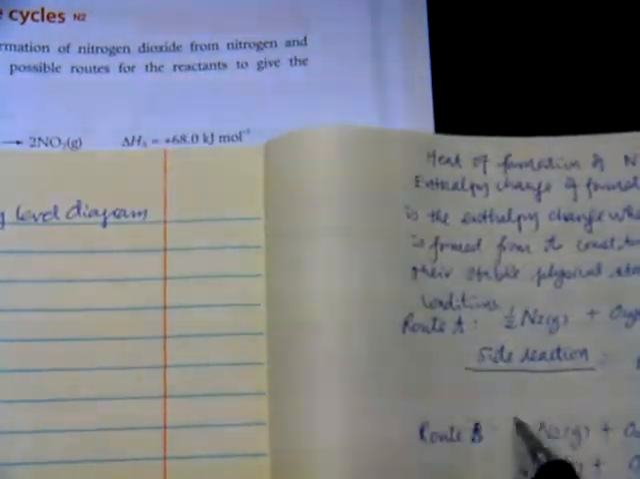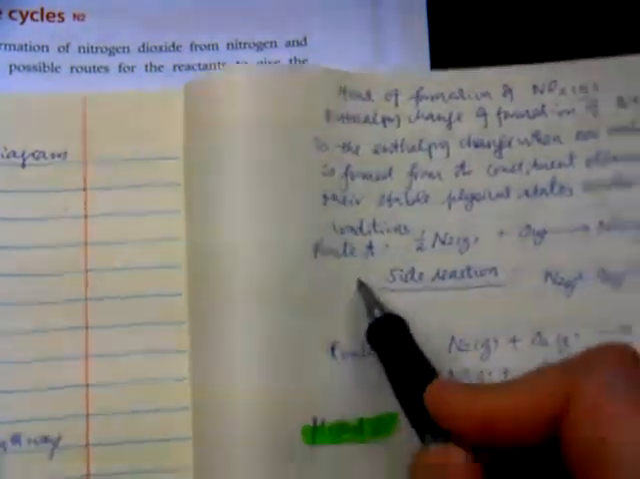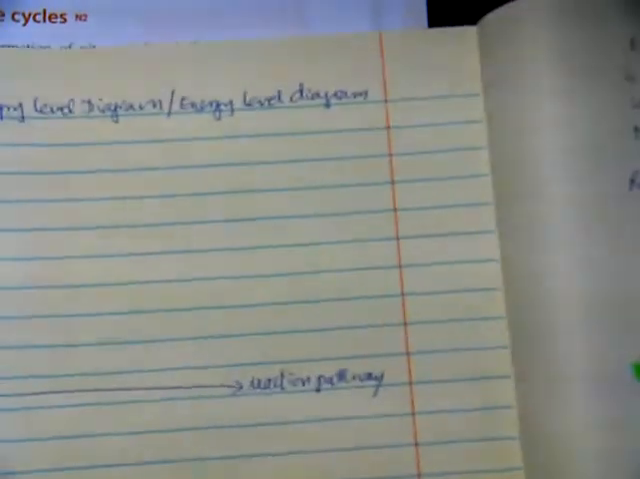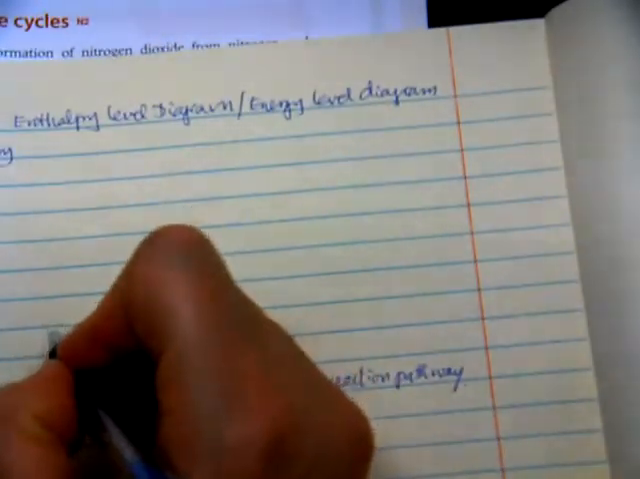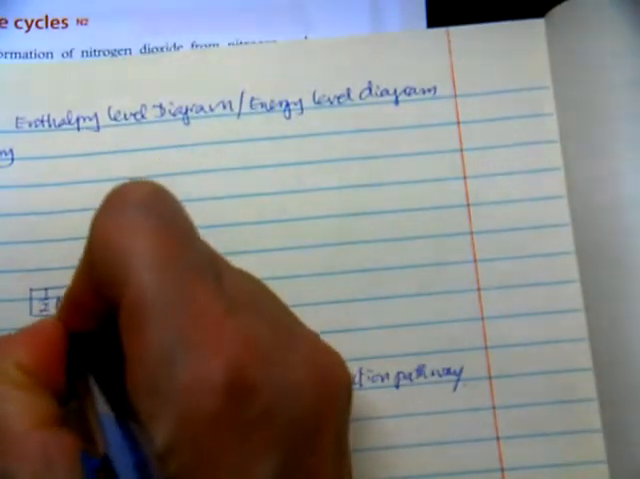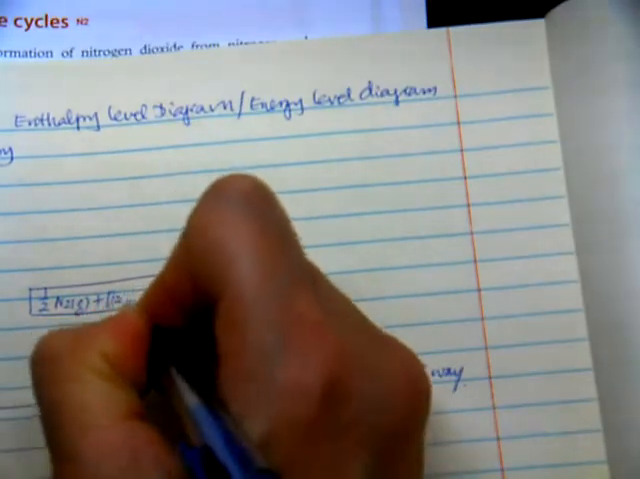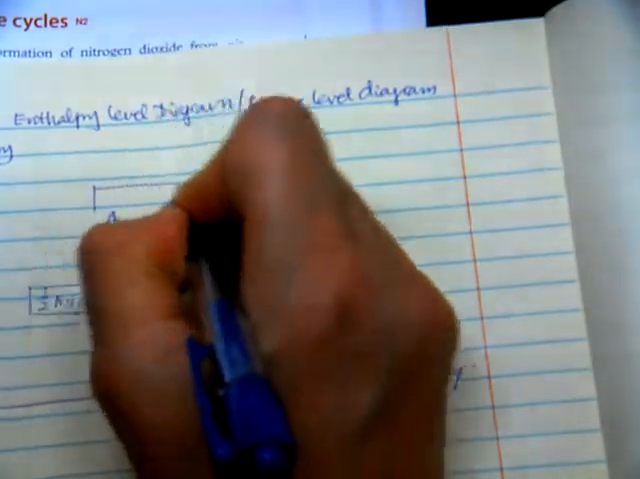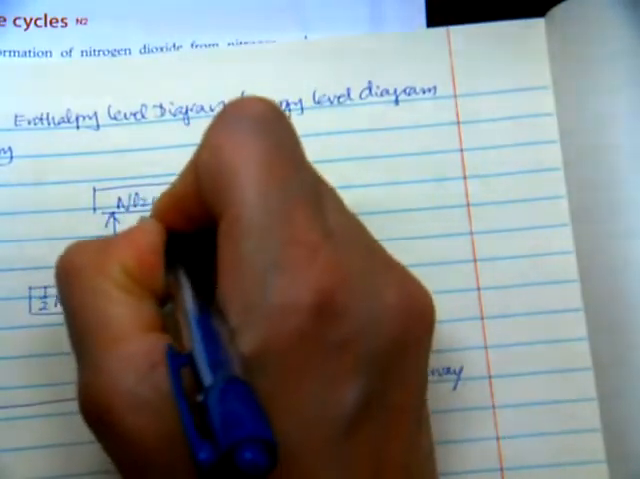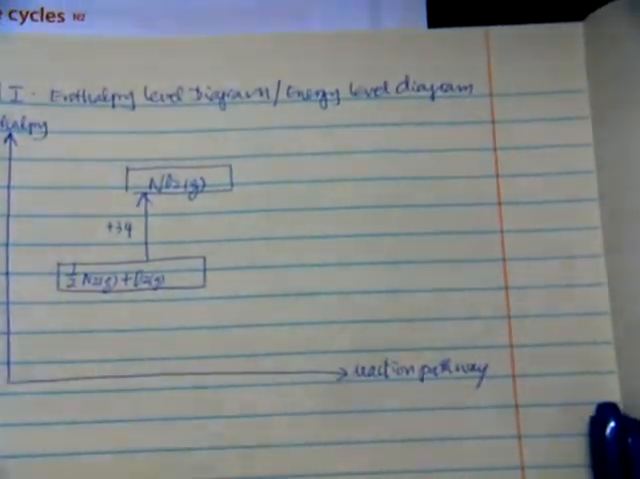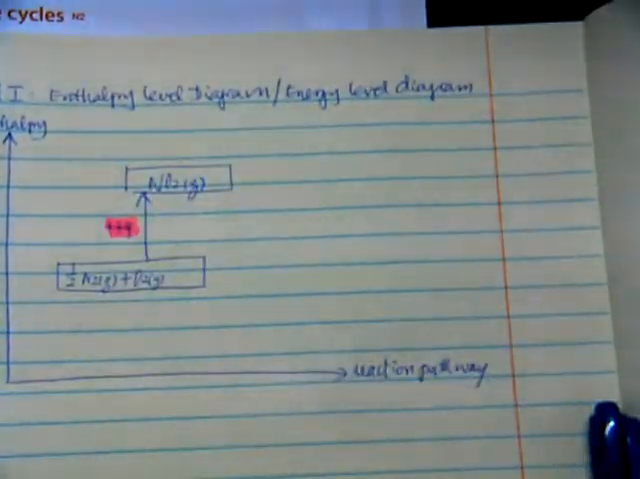Now this is route A, the first route. We have half N2 and O2 forming NO2, and it is an endothermic process. Draw it in the middle, half N2 and O2 form NO2 with delta H plus 34 kilojoule per mole. I'm not going to write down the unit. I color it in red.